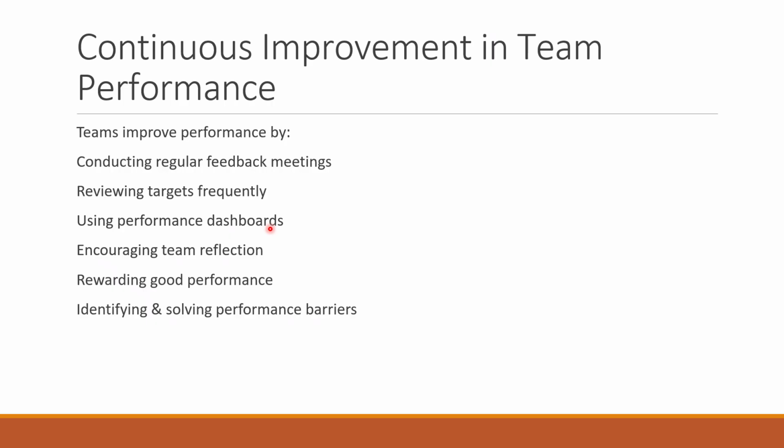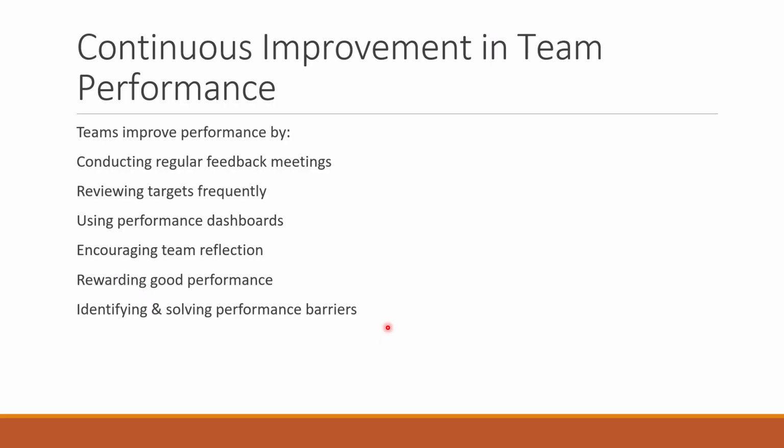Then is using performance dashboards through the ERP system, wherein they track the major KPIs. Then encouraging team reflection, where members openly analyze their performance and keep on encouraging each other. Then next is rewarding good performance. If there are high-performing members, then they need to be rewarded. And then identifying and solving performance barriers, where we could see the need for providing training and support to overcome weaknesses.